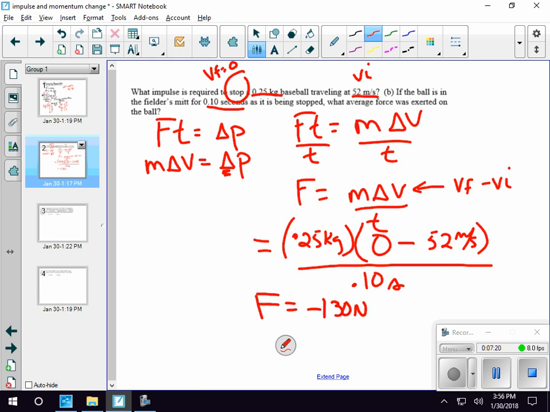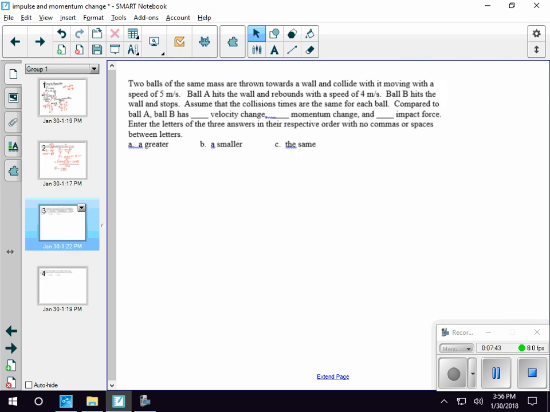Now, obviously, if you're doing a multiple choice question, negative 130, positive 130, that's a matter of direction. But see how this formula lets you solve for missing pieces. Maybe you want to solve for the amount of time. Maybe you want to solve for the new final velocity if you know the force. Maybe it's not stopping. You never know. All right, let's look at this one.